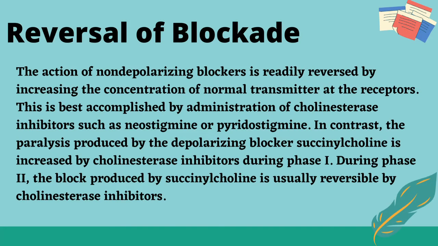Next is reversal of blockade. The action of non-depolarizing blockers is readily reversed by increasing the concentration of normal transmitter at the receptors. This is best accomplished by administration of cholinesterase inhibitors such as neostigmine and pyridostigmine. In contrast, the paralysis produced by the depolarizing blocker succinylcholine is increased by cholinesterase inhibitors during phase 1. During phase 2, the block produced by succinylcholine is usually reversible by cholinesterase inhibitors.